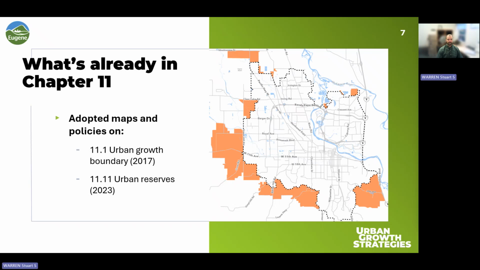Chapter 11 also has a policy establishing Eugene's urban reserves, an official map, shown by the illustrative map on the right. Eugene's urban reserves are areas that will be prioritized for future urban growth boundary expansions to meet the needs for the next 20 years of growth in Eugene. This illustrative map was adopted in 2023.